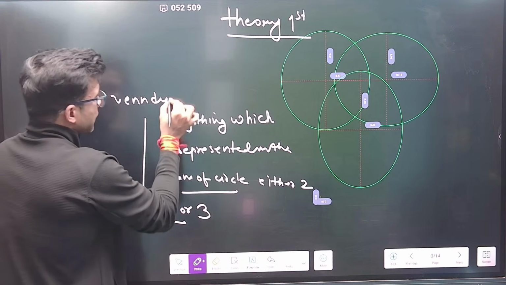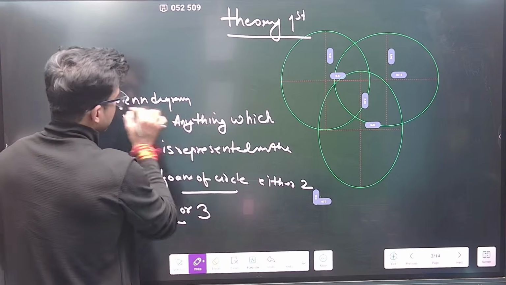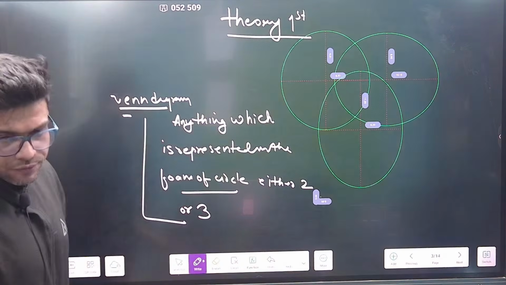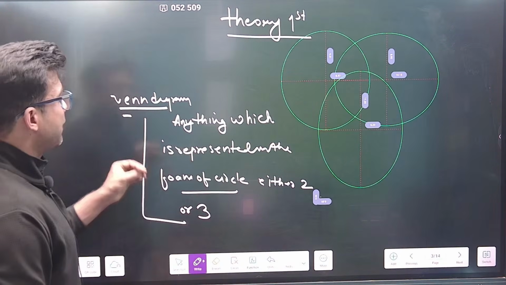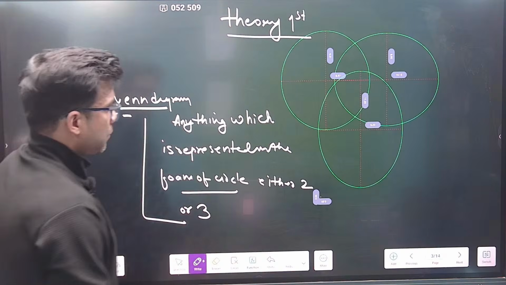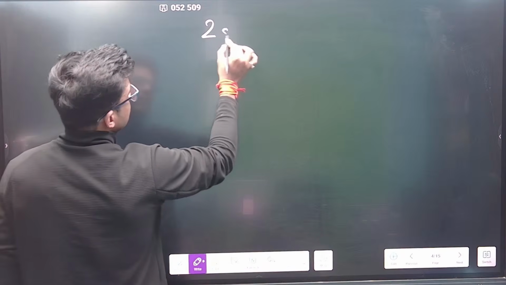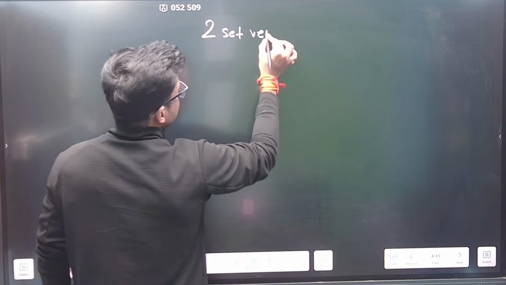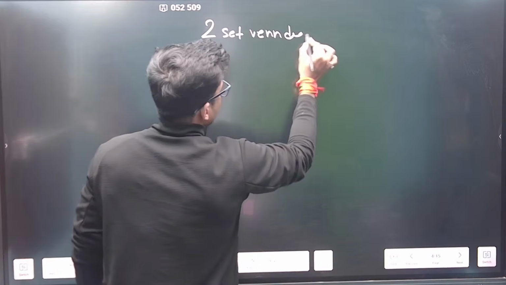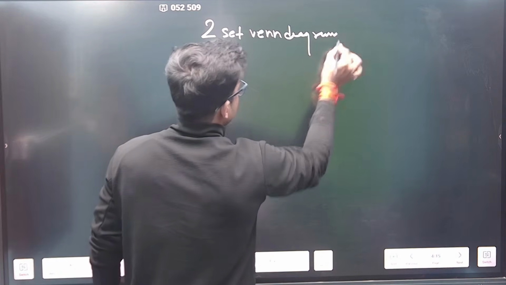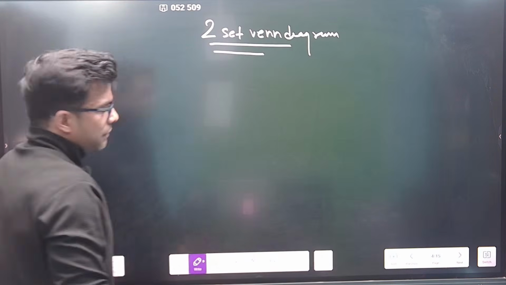Now, my way of teaching you Venn diagram is totally different from others. You will find it completely different, but I'll try my level best to guide you in layman language. First of all, we are having a 2 set Venn diagram. Now, what is basically a 2 set Venn diagram? This you need to understand.